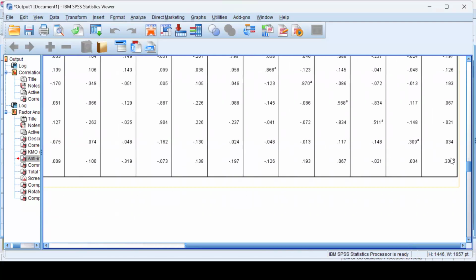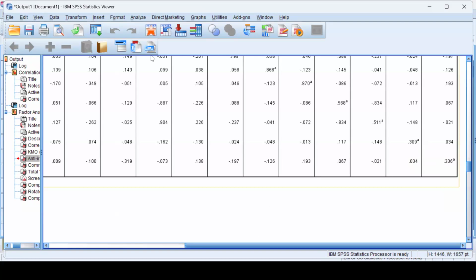Yes, question number 14, the value is very less, 0.336. Question number 14 and question number 13, values are below the 0.5 level. So there are three values not desirable: question number 6, question number 13 and question number 14. Measures of sampling adequacy not adequate, which is less than 0.5.